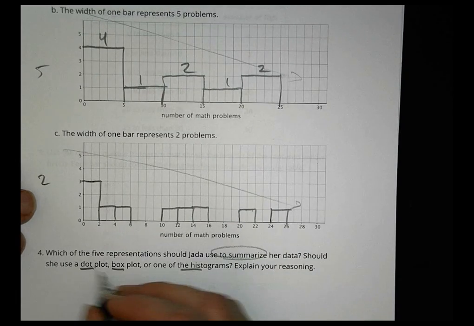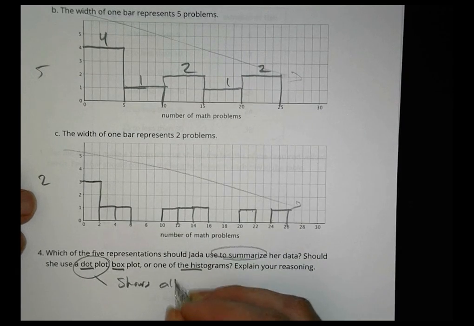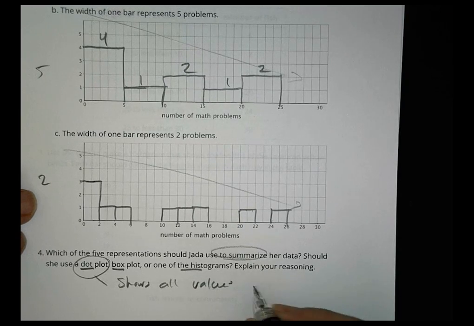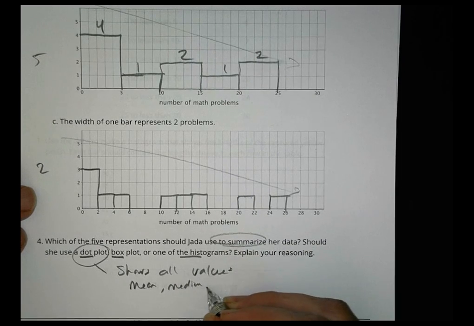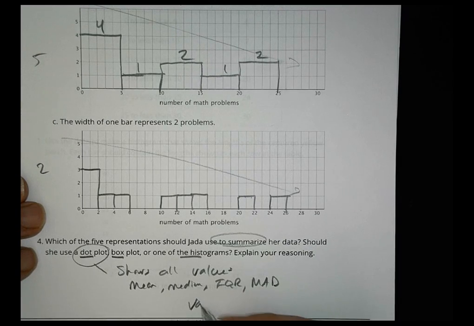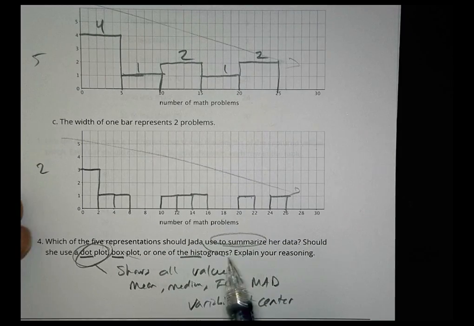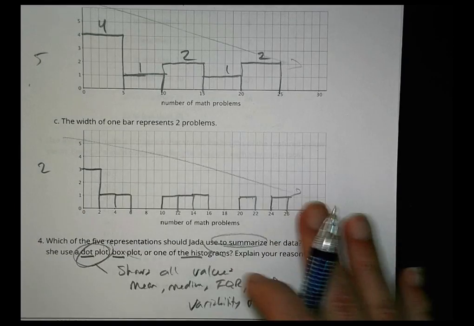I would say overall, the dot plot shows all the values much more specifically. Because the dot plot shows the values, I can find the mean, I can find a median, I can find even an interquartile range or mean absolute deviation. I can find measures of variability and center with the dot plot that I can't always find in the histogram, and the box plot may not be specific enough as well. So I would use a dot plot, but it's nice visually to use the others to show what's happening with the data. All right, let's look at activity number 4.